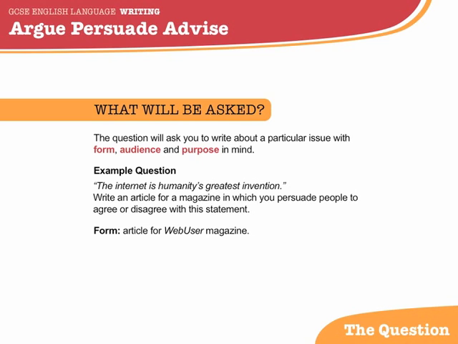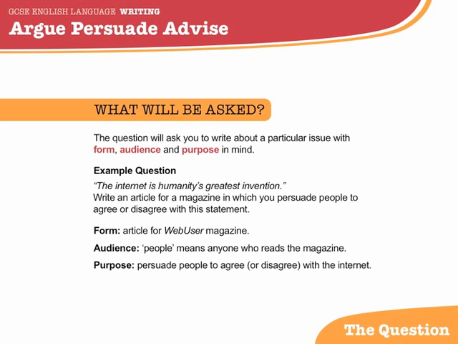For the audience, people means anyone who reads the magazine. In this case, it's people who are interested in computing and the net. My purpose will be to persuade people to agree with the internet. However, I could equally choose to write an article which disagrees with the net because the question asks me to do one or the other, but not both.